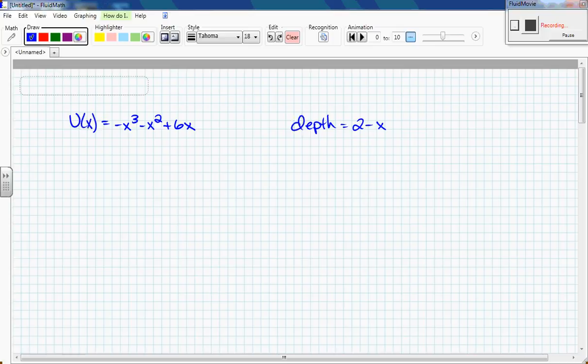Then it says assume that the height is greater than the width. And part A says to factor the polynomial to find linear expressions for the height and the width. Now we already have the depth. We need the height, and we also need the width.